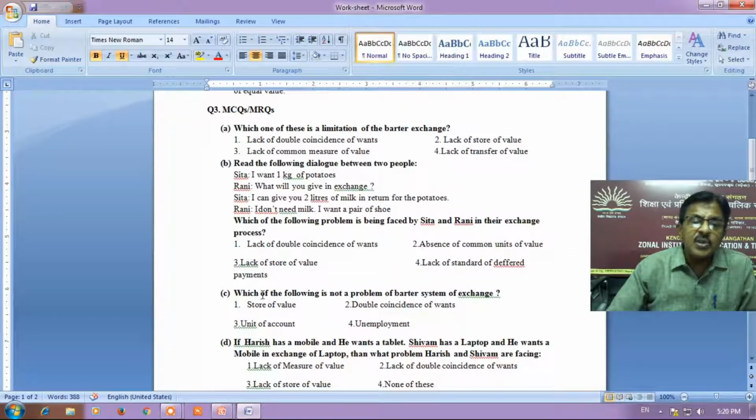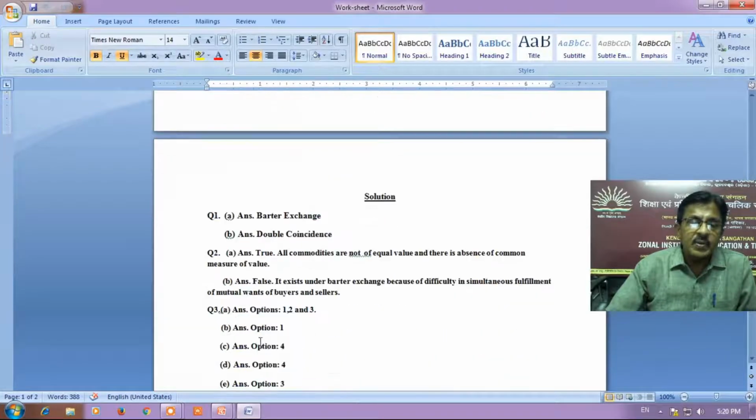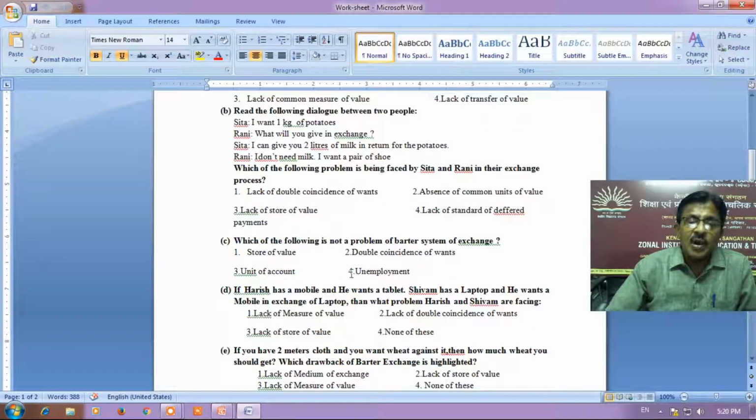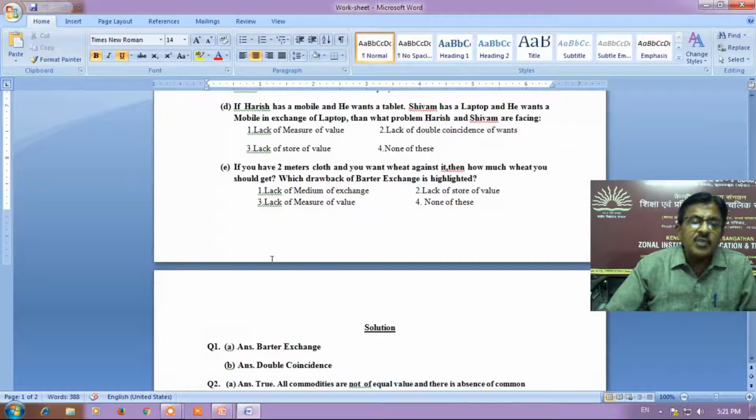You see option 1. Read the following dialogue between two people. So option 1 is, we have already read this. So lack of double coincidence of wants was the problem faced by Sita and Rani in their exchange process. The number C, what was the C? The answer is option 4, that is unemployment. Which of the following is not a problem of barter system of exchange? You see, store of value is a problem, double coincidence of wants is a problem, unit of account is a problem in barter system of exchange, but unemployment was not a problem. So the answer is unemployment.